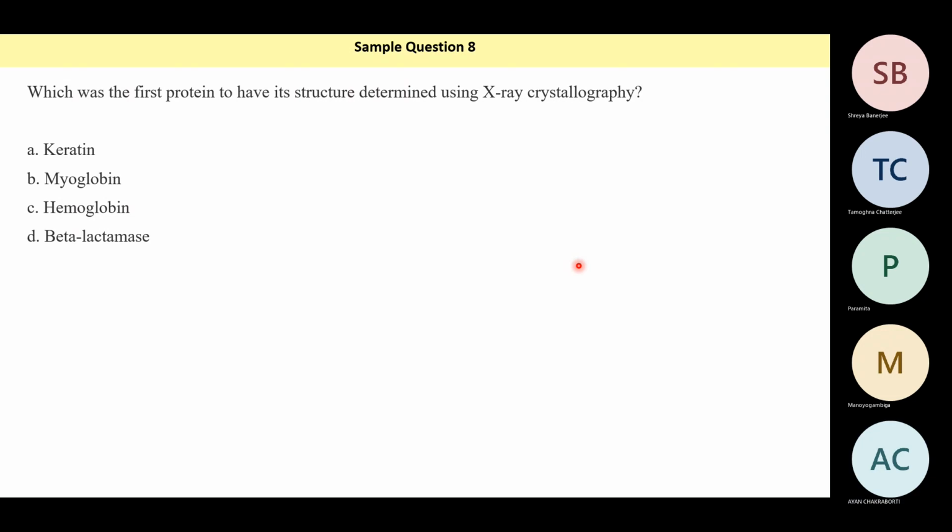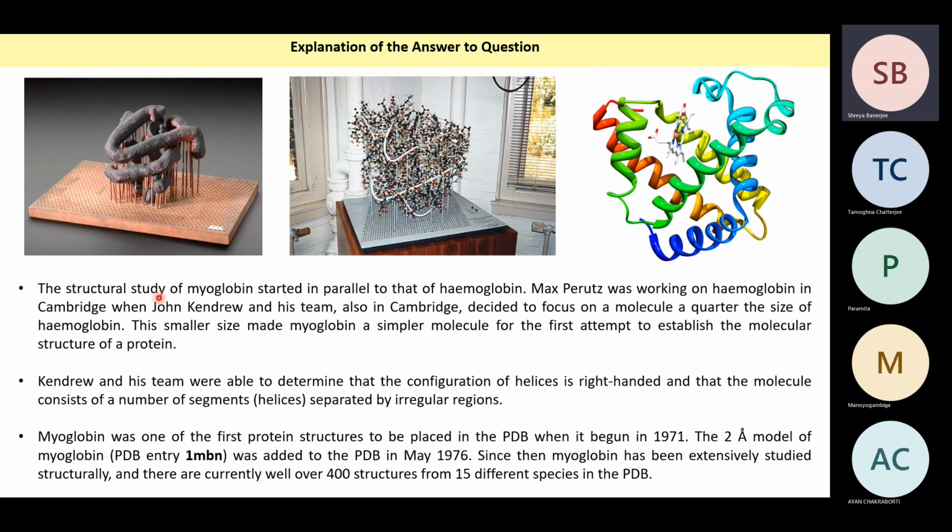Myoglobin. Yes, it's myoglobin. And just to talk about the history a little bit, this was the original myoglobin structure that Kendrew had developed. And the structural study of myoglobin started in parallel to that of hemoglobin.